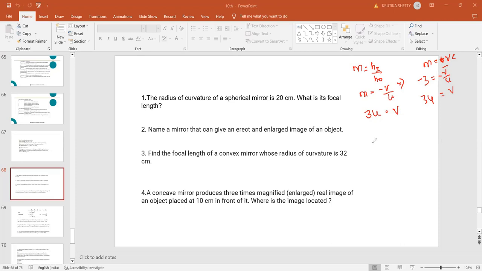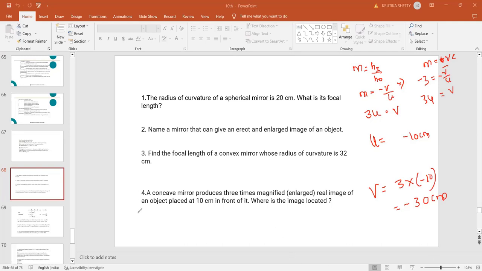But we know that u is equal to minus 10 centimeter. Therefore, v is equal to 3 into minus 10, that is nothing but minus 30 centimeter.